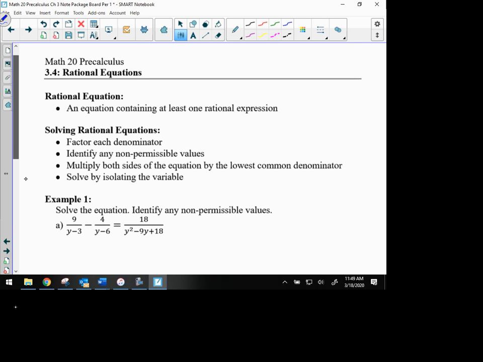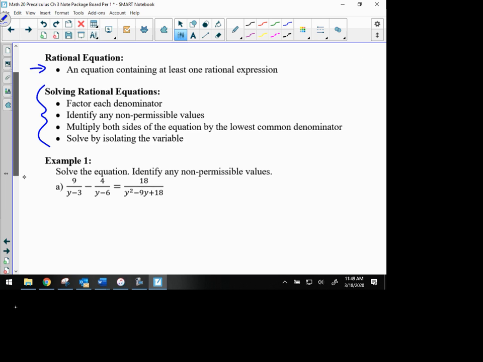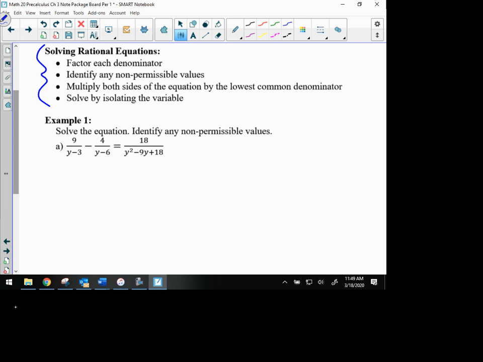So, we can see some definitions here, an equation involving one rational expression, and then we have the steps right here. So we'll follow those as we go through example 1. So to solve the equation, the first thing we want to do, like it says in the steps, is to factor, and that's obviously common with whatever we've been doing in this unit. We have been factoring. That's a big starting point for us.